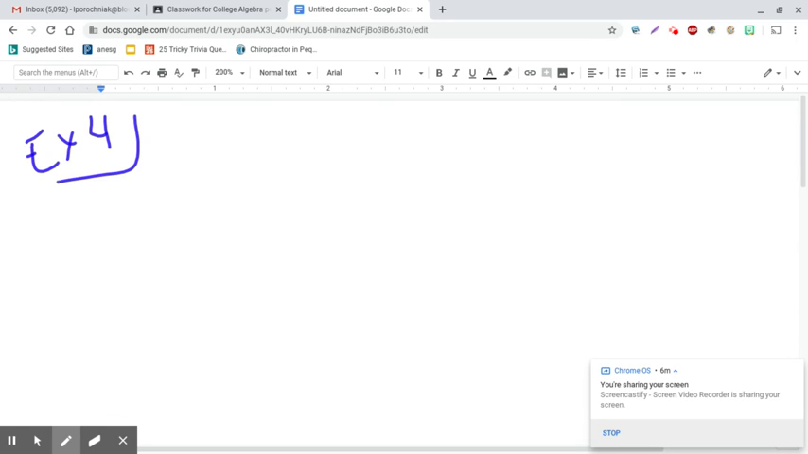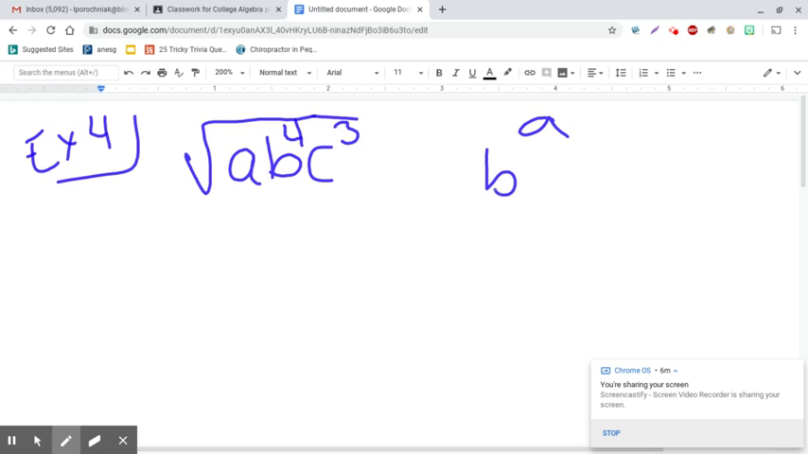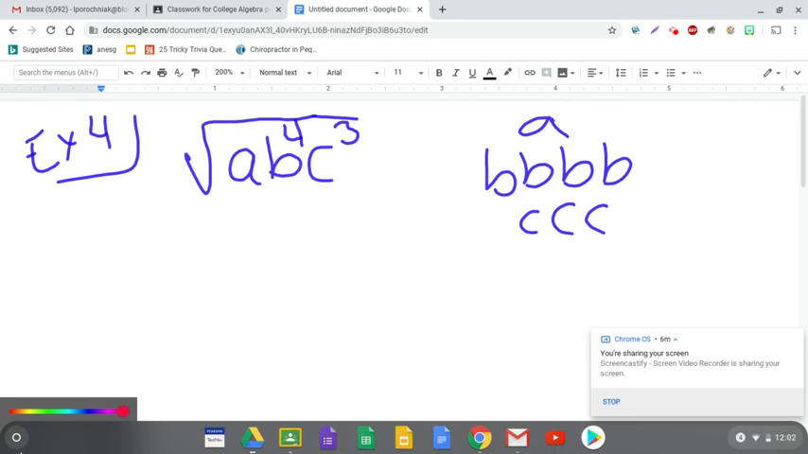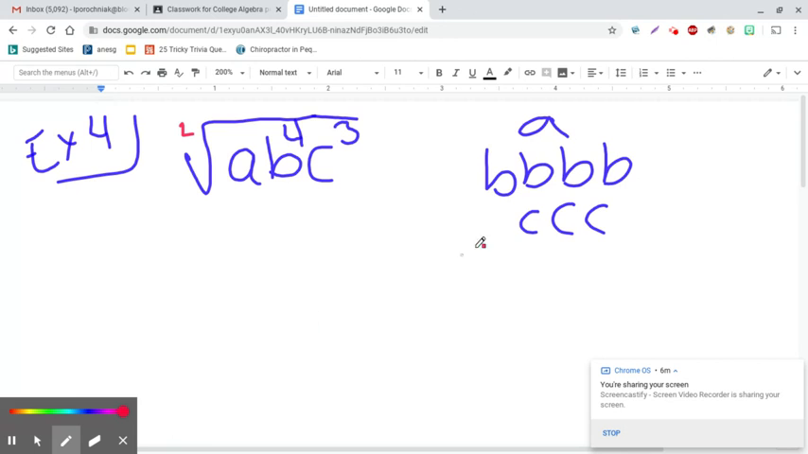Tiny bit harder now. Not really harder, just adding more. We're going to do the square root of a, b to the fourth, c to the third. All right, we got an a, 4 b's, and 3 c's. We want to look for groups of 2. Now, guys, look here. There's no a for this to go with. So right off the bat, that's not going anywhere.